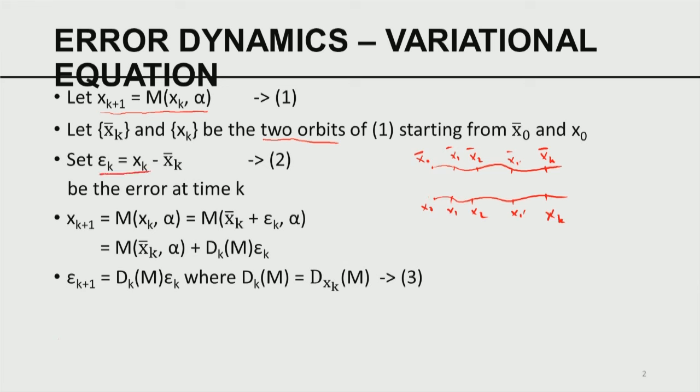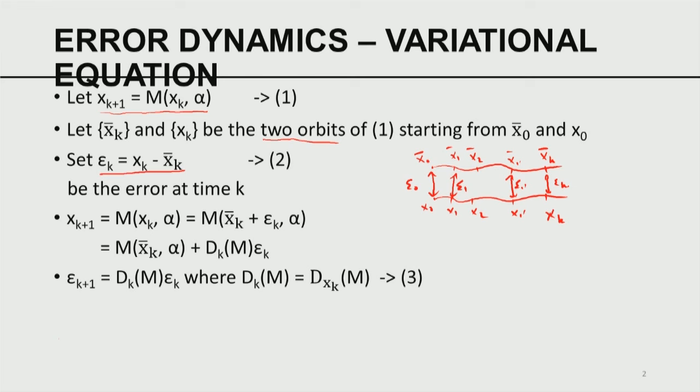Let epsilon k be equal to x_k minus x_k bar. Therefore, the initial difference is epsilon naught. Then this difference is epsilon 1, this difference is epsilon i, this difference is epsilon k. So, what is epsilon k? Epsilon k is the difference in the forecast of the model at time k induced by the difference epsilon naught in the initial condition that is used to generate the two different forecasts. So, if epsilon naught is the error in the initial condition, epsilon k is the induced error in the state of the system at time k.